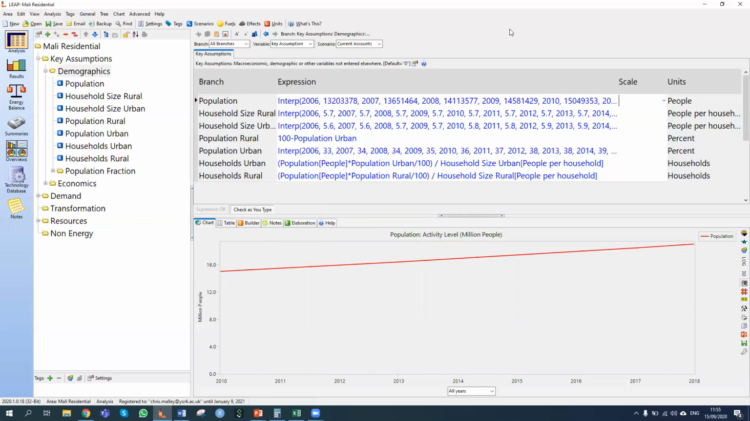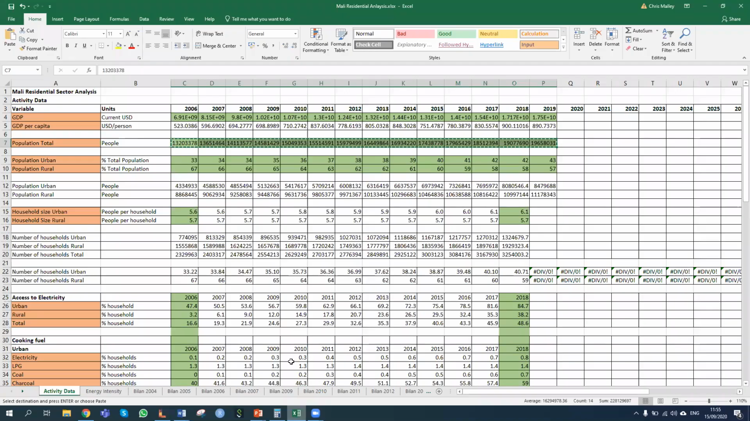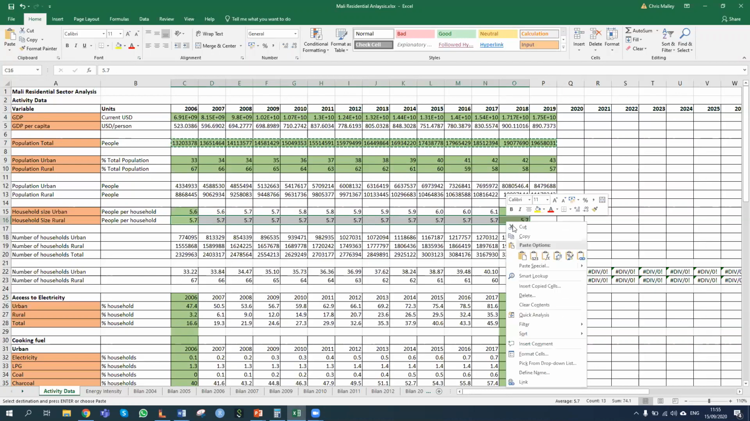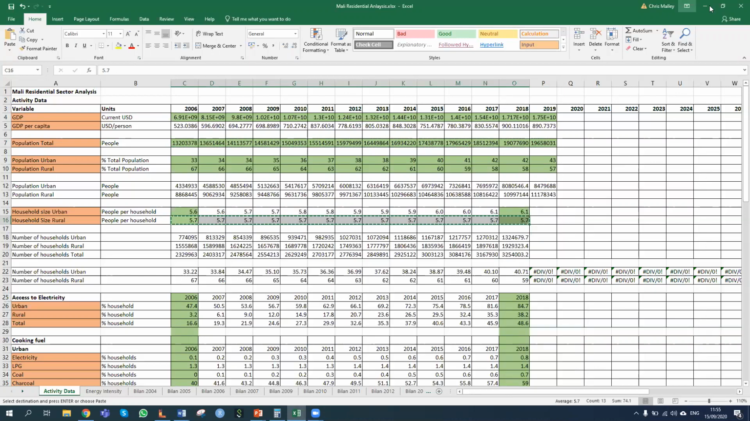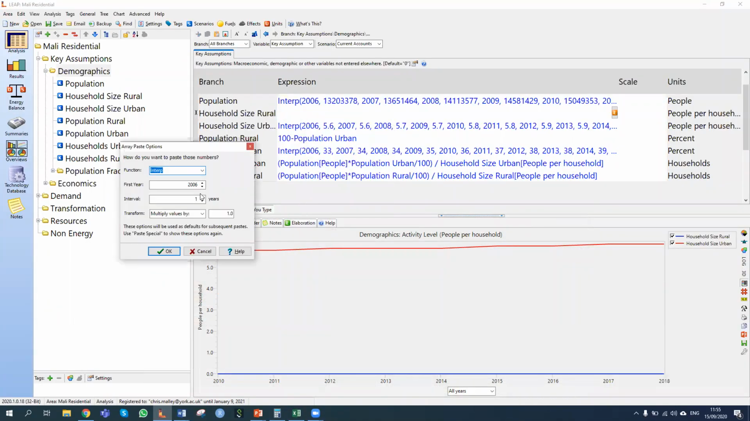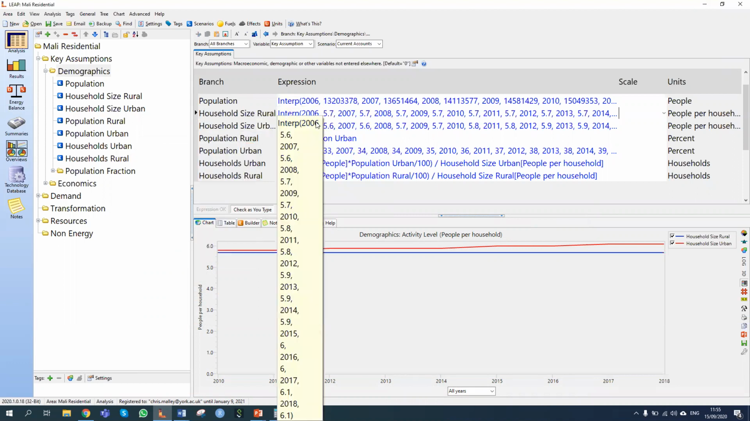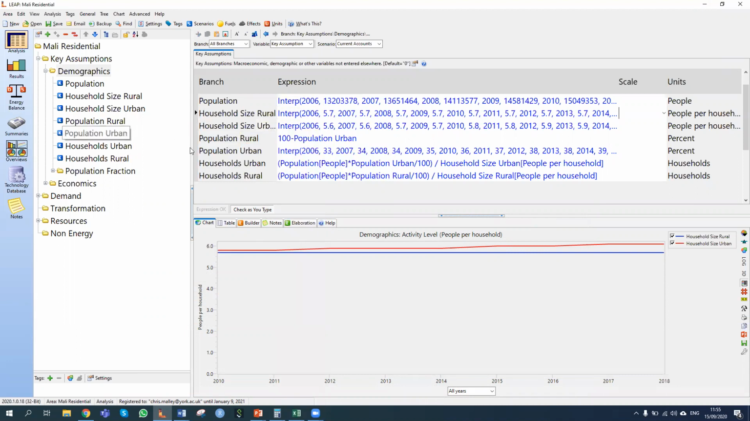This makes it really easy to enter lots of data into LEAP quickly by simply copying and pasting it from Excel. Let's do the same again with the rural household size. So the rural household size is here between 2006 and 2018. I'm going to copy it from Excel and I'm going to paste it in LEAP. So now I have my rural household size and I already entered my urban household size.